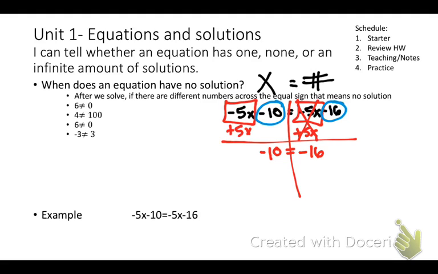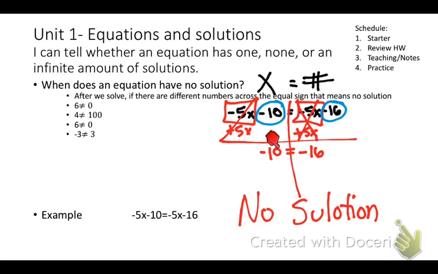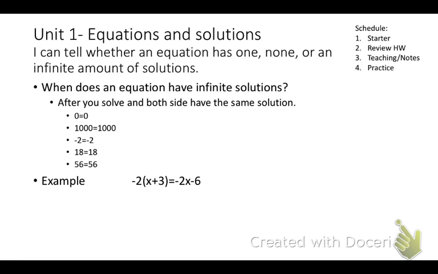Now I have negative 5x plus 5x. Well, that cancels out too. All right, well, what am I left with? I'm left with negative 10 equals negative 16. Wait, that's not true. That will never be true. This statement is false, so I know that this has no solution. This is what it looks like when something has no solution. You will end up with things that can't happen. Negative 10 does not equal negative 16. Negative 10 equals negative 10. So this means that this can't happen, okay? This is no solution.